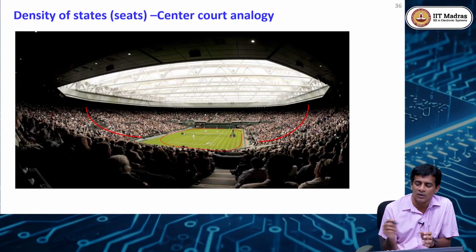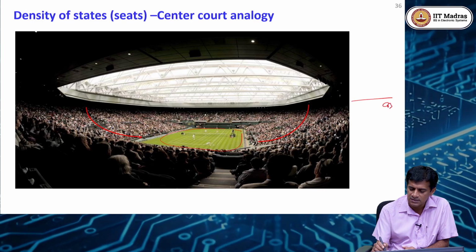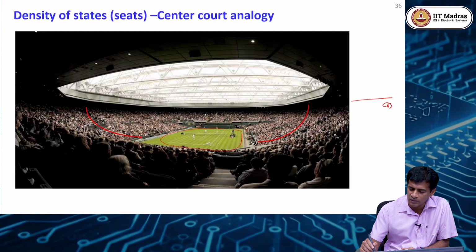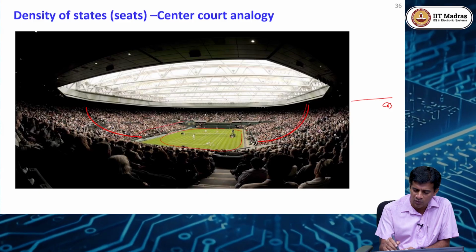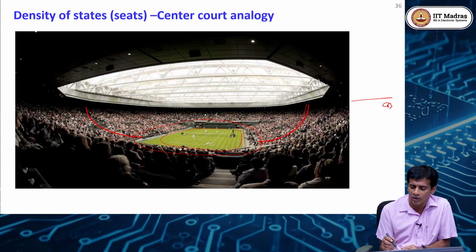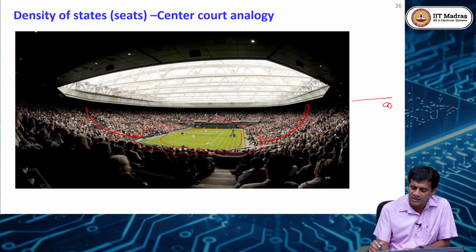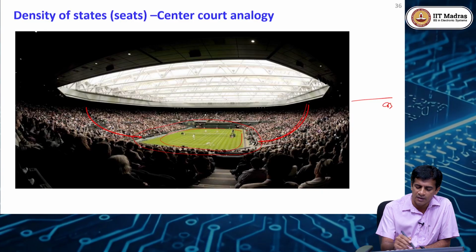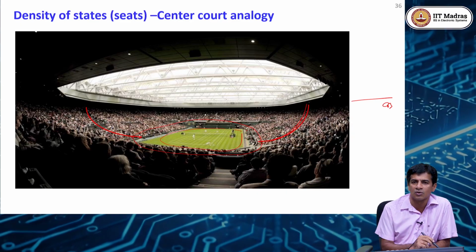Let's assume this is the conduction band. So the first seat starts from here, then people start sitting along the seats. Closer to the center court, the number of seats is very small, and they are maybe more expensive seats. As you go higher, the number of available seats goes up, and there are more people sitting away from the center court.